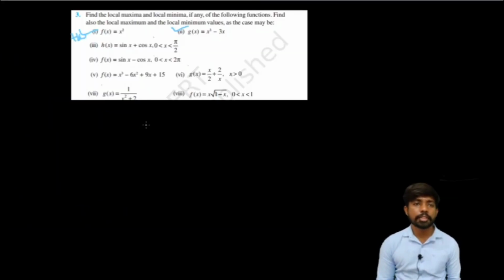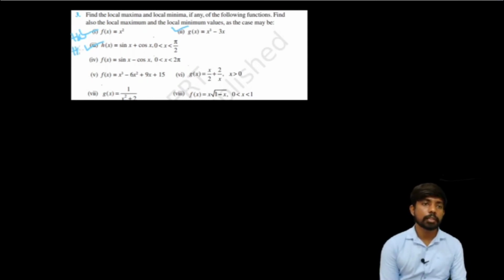Here we have a question. I will do the fourth problem. The third problem is homework, and the remaining problems are all homework. The fourth problem I will solve.